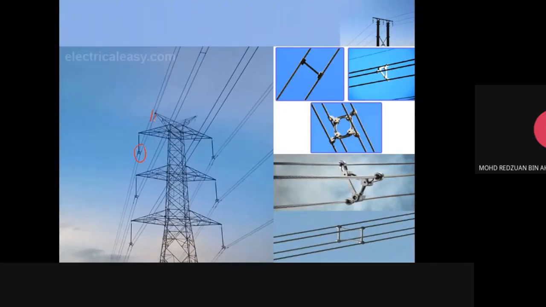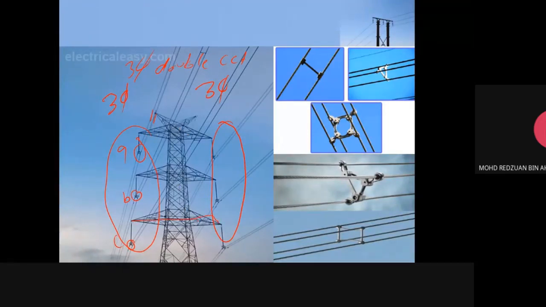There are 2 cables for phase A. This is phase A, phase B, and phase C. This single 3-phase, we call it a single circuit. If we have 2 single circuits, then we call it a 3-phase double circuit. Double circuit, CCT. One on the left, one on the right. If you look at these transmission line towers, this is the tower, this is the arm.